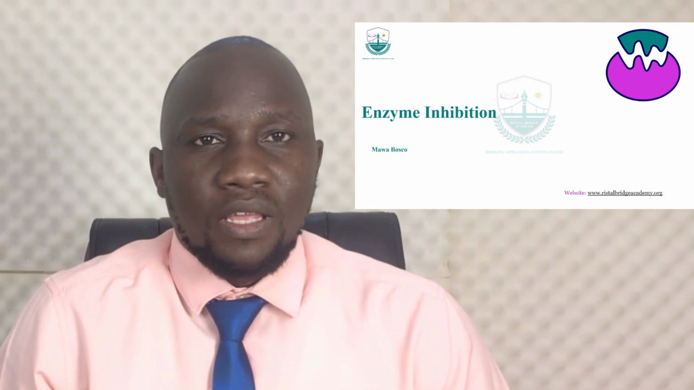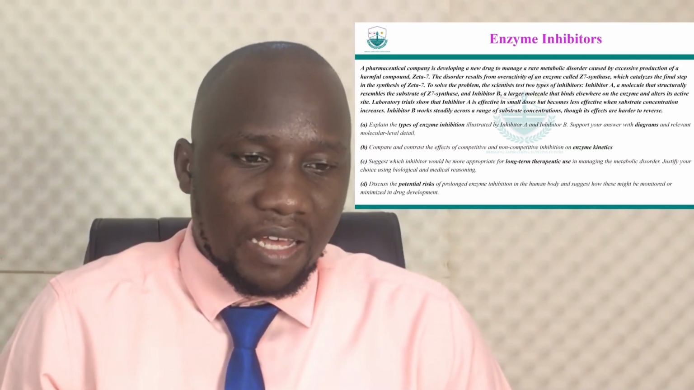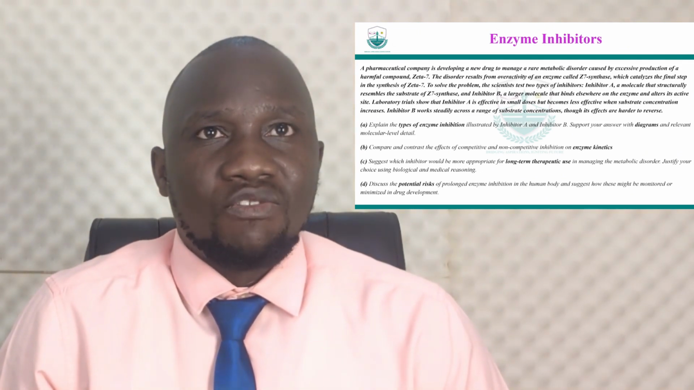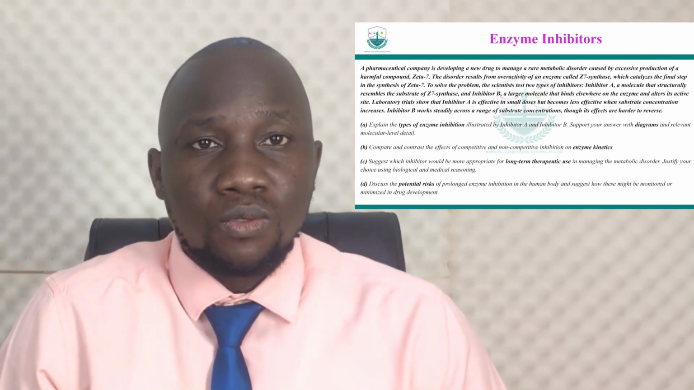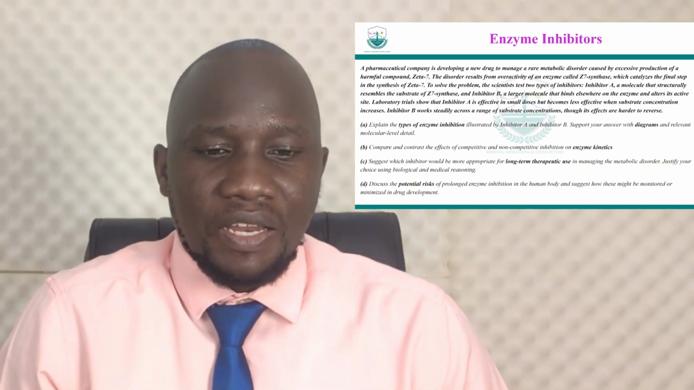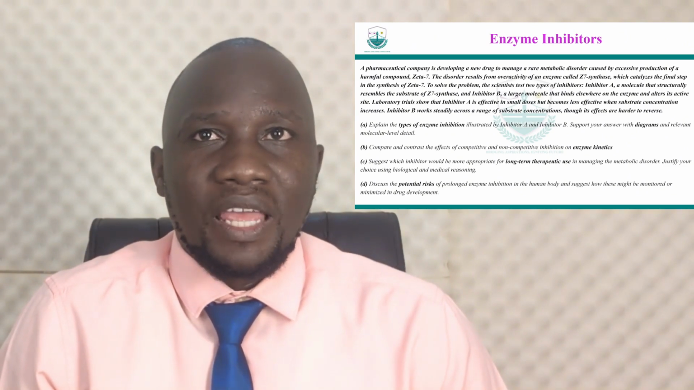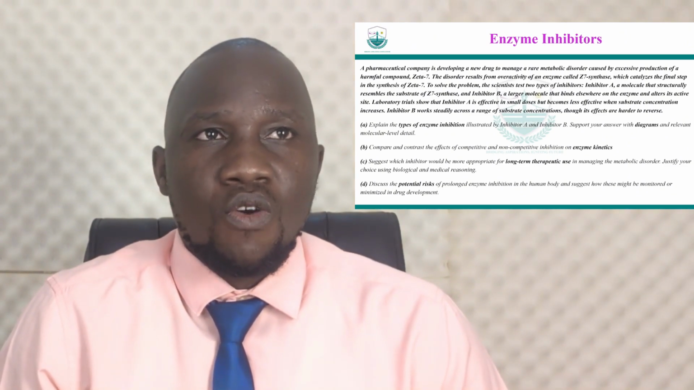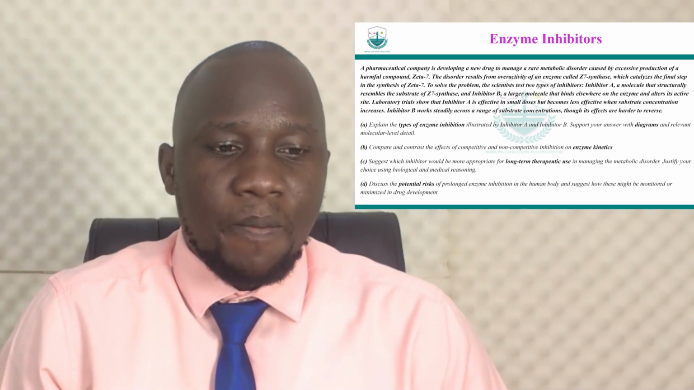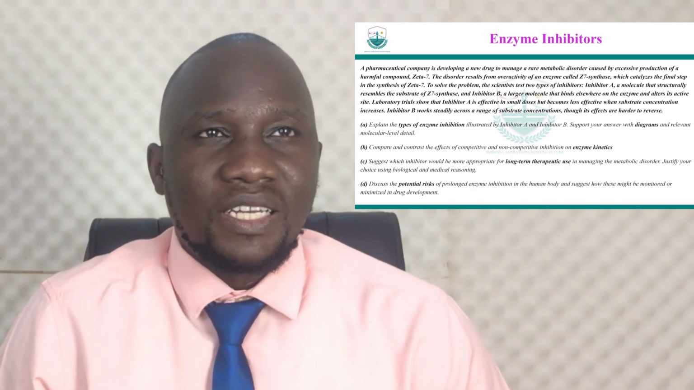So we start by looking at this scenario. In this scenario, what we are basically having is a pharmaceutical company that is developing a new drug to manage a problem. This is a rare metabolic disorder that is caused by an excess production of a compound. And that compound is zeta-7. Okay, so we shall call that compound zeta-7.